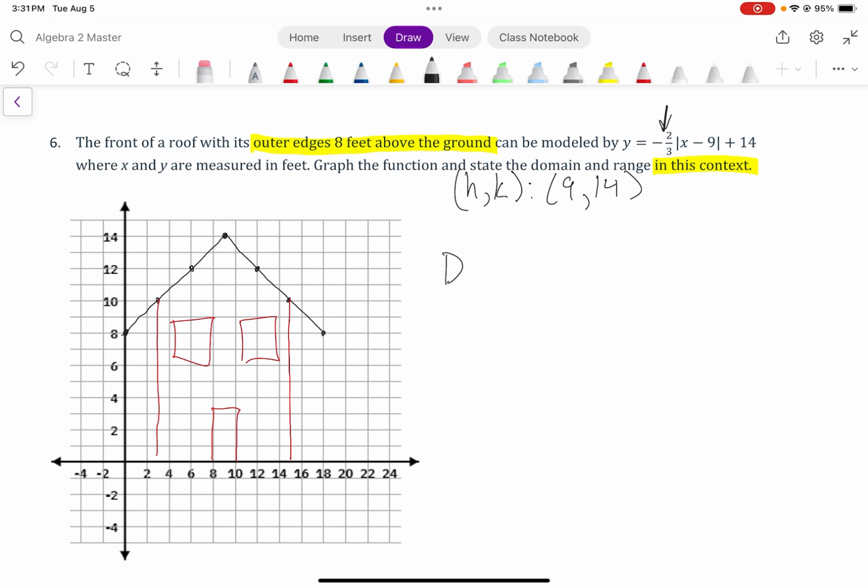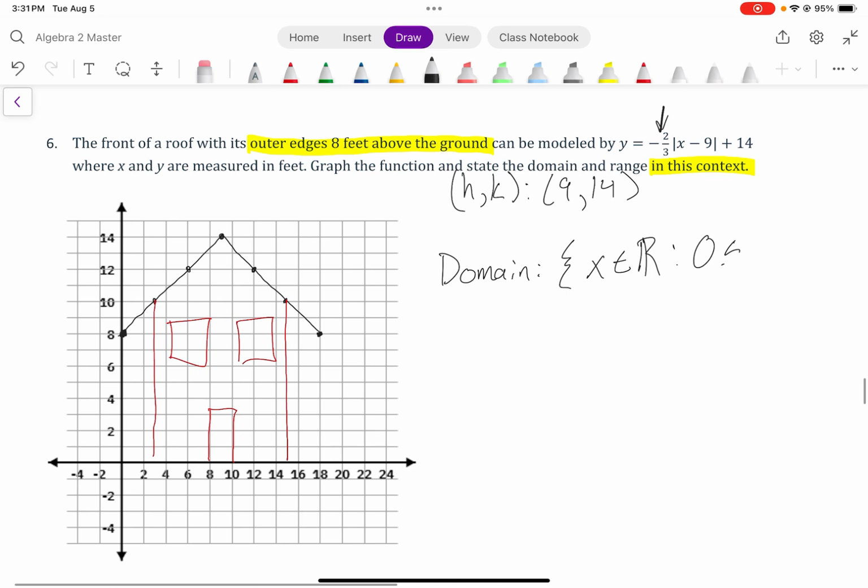Now our domain has a restriction. x is an element of the reals such that all my x values go from 0 out to 18, and we do get to include those values. So I'm going to have 0 less than or equal to x less than or equal to 18.